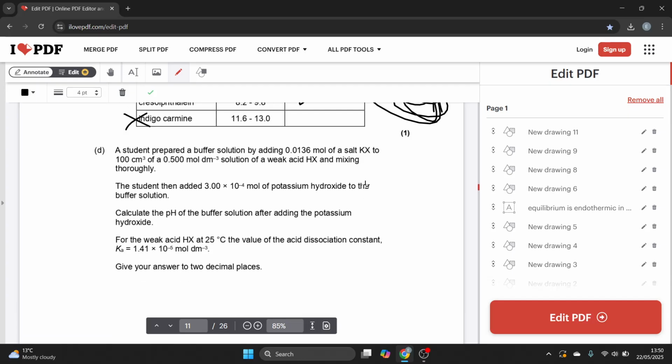Okay, 6 marks. Big buffer question. You shouldn't prepare the buffer solution by adding this much salt KX to this much of a solution of weak acid HX and mixing thoroughly. You shouldn't add this much potassium hydroxide to the buffer solution. Calculate the pH of the buffer solution after adding potassium hydroxide.